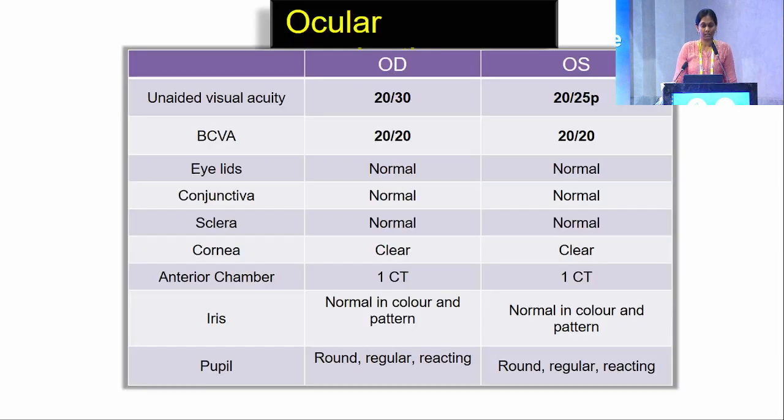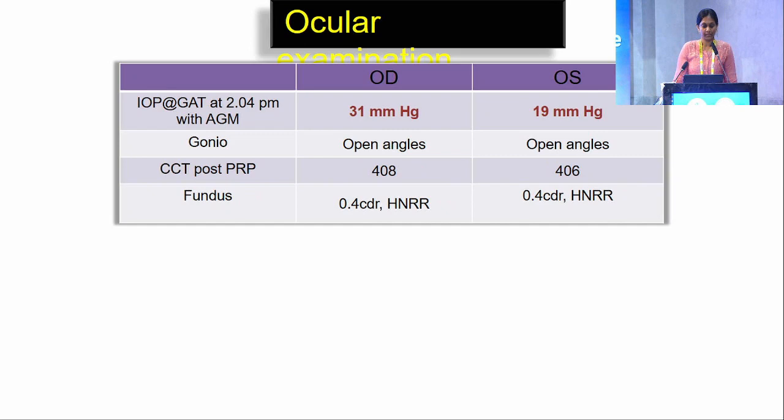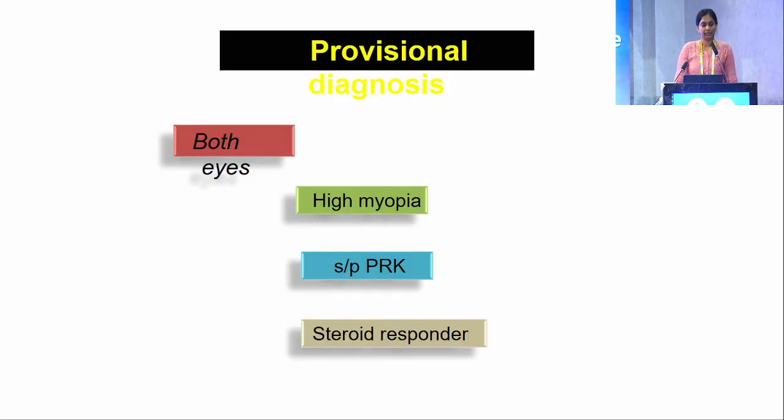On ocular examination, unaided visual acuity in the right eye is 20/30, and the anterior segment is normal in both eyes. Intraocular pressure in the right eye is 31 millimeters of mercury, and in the left eye it is 19 millimeters of mercury, with gonio open angles, and CCT post PRK is 408 in the right and 406 in the left eye, and the fundus disc is healthy. With this, we came to the provisional diagnosis of both eyes high myopia, post PRK and steroid responder.